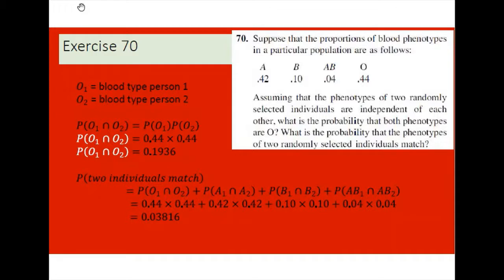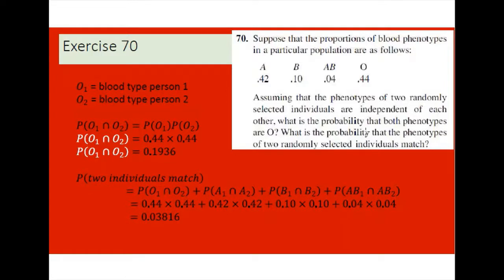Now look at exercise 70. Suppose that the proportion of blood phenotypes in a particular population are as follows: 42% of the population are A, 10% B, 4% AB, and 44% O. Assuming that the phenotypes of two randomly selected individuals are independent of each other. Look at here, you can see the keyword here, independent. What is the probability that both phenotypes are O?